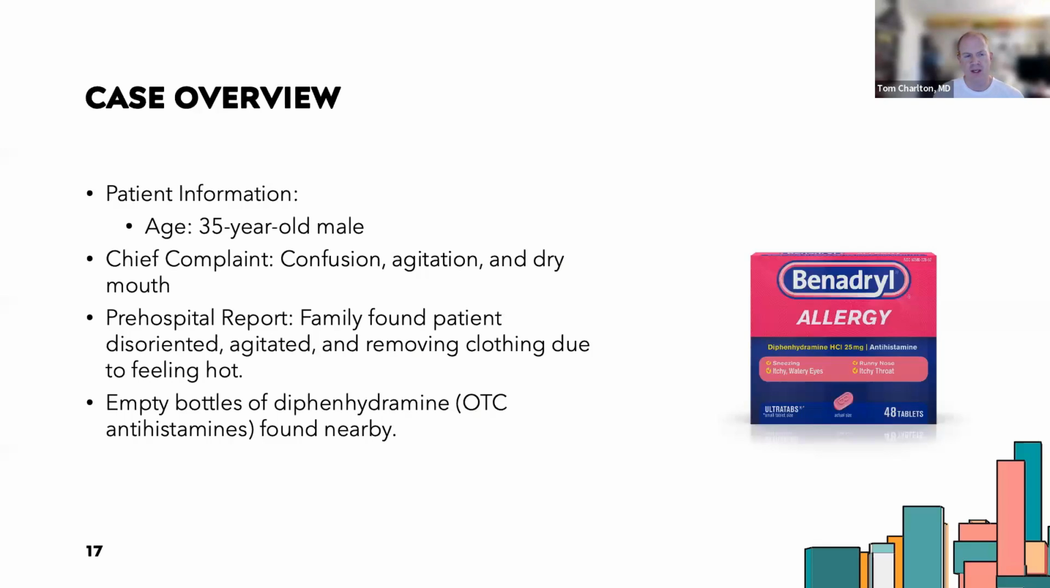All right, let's talk about the next toxidrome. So we have a 35-year-old male. The chief complaint is confusion, agitation, and dry mouth. The report we get is that the family found the patient disoriented, agitating, and removing clothing due to feeling hot. The family found multiple empty bottles of diphenhydramine nearby.